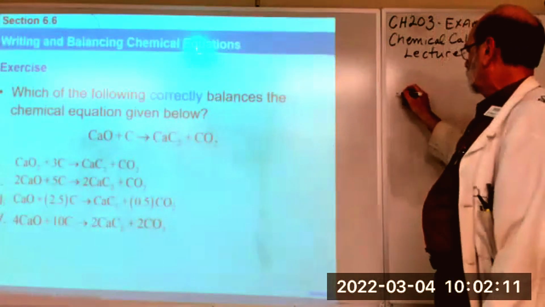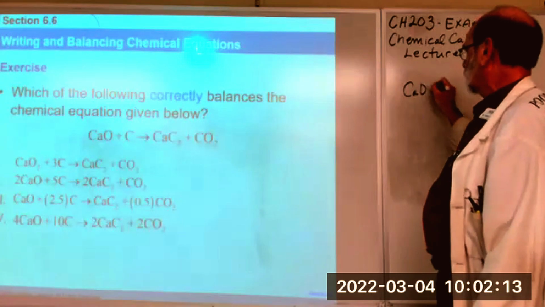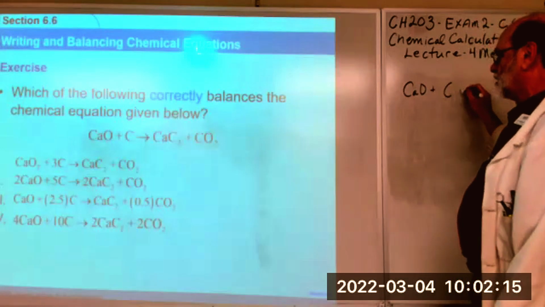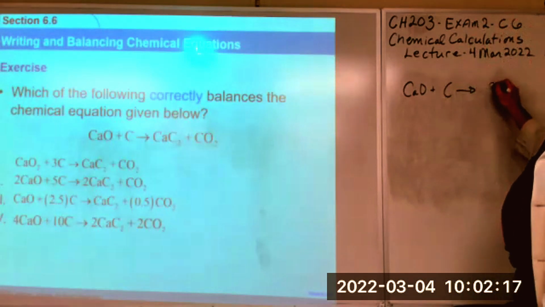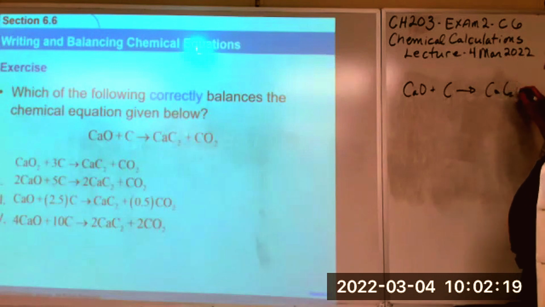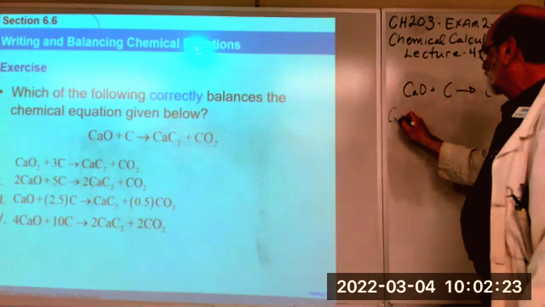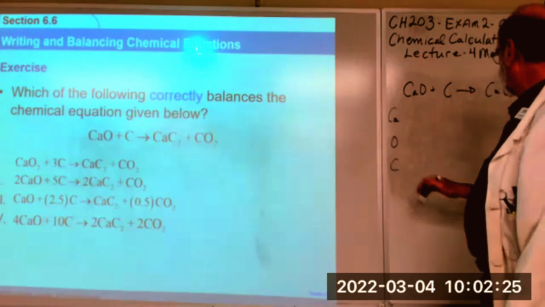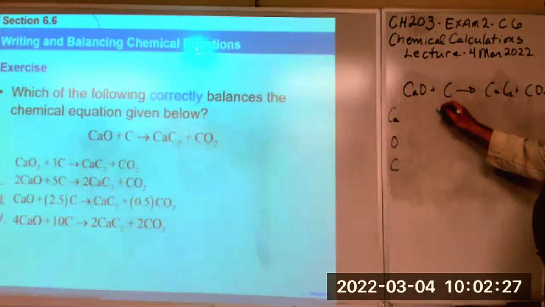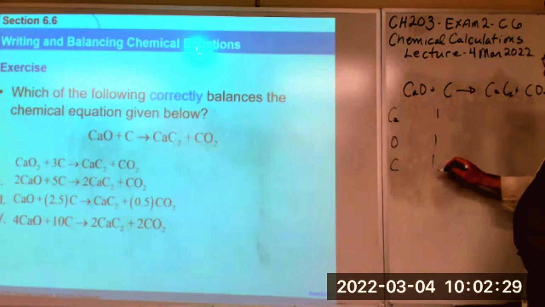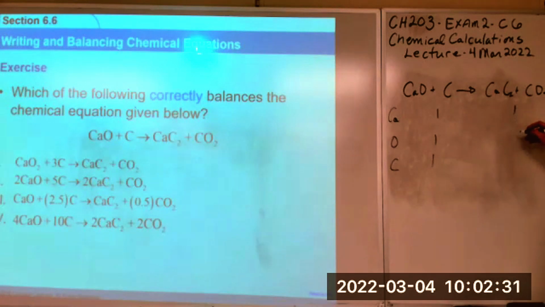So what if we balance it? Calcium oxide plus carbon yields calcium carbide plus carbon dioxide. Okay, so we have calcium, oxygen, carbon. Covers everybody. 1 calcium, 1 oxygen, 1 carbon, 1 calcium, 2 oxygens, and 2 carbons.